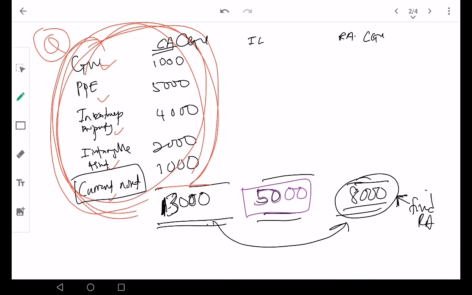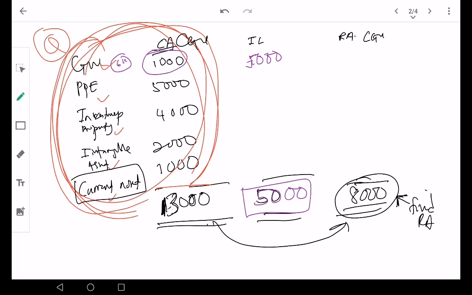So now, what is your first rule of CGU? Allocate to the goodwill first. You see, this is the goodwill. You got 1,000, so you allocate all 1,000. If you got 6,000 here, I'm just giving an example, you can allocate 5,000 here. That means you have to allocate all, and the other assets you maintain.